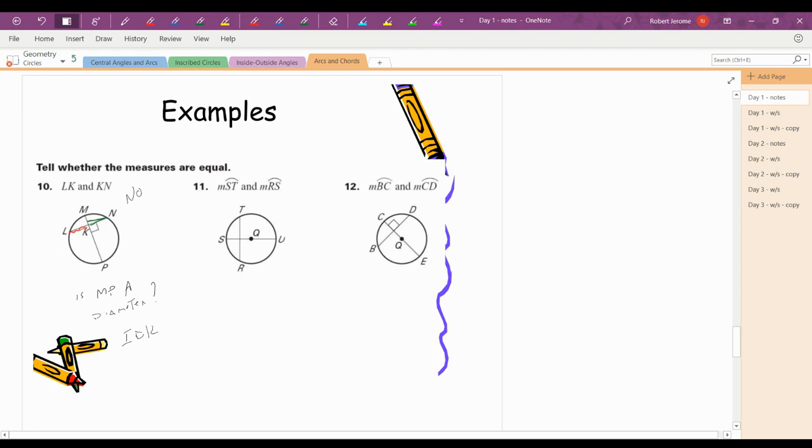If you look at number 11, SU definitely is a diameter. Notice it goes right through the center. Now the question is, is SU perpendicular to TR? If the diameter is perpendicular to the chord, then it bisects the chord and the arc. But is it perpendicular? Again, looking at our picture, we're forced to say, I don't know, which means our answer has to be no. There's nothing there that says it's perpendicular. So that's how I want you to think about it. And you can do number 12.